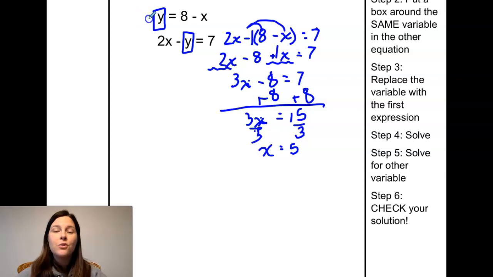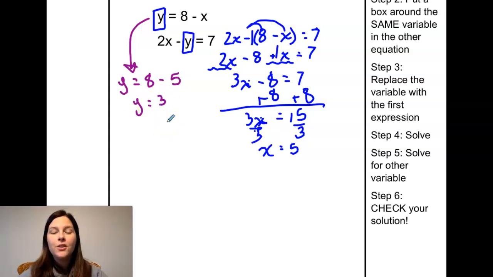When solving by substitution, it takes a lot longer to solve for that first variable than the second variable. We have this equation where y is already alone, so I'm going to replace x with 5, and then I can solve for y. 8 minus 5 gives us a y value of 3.